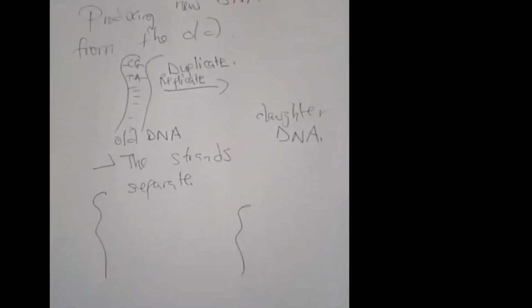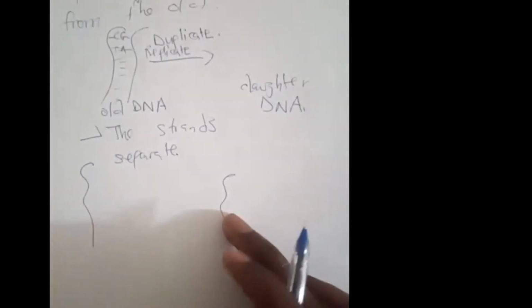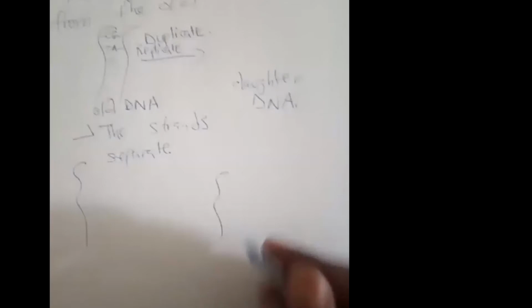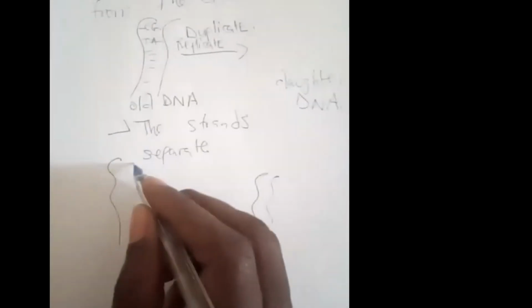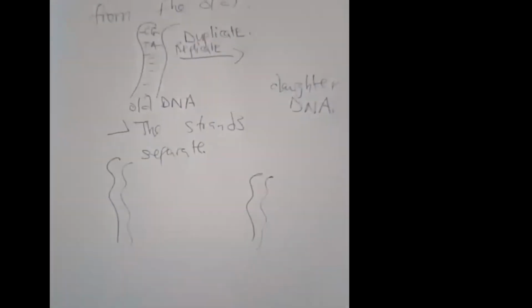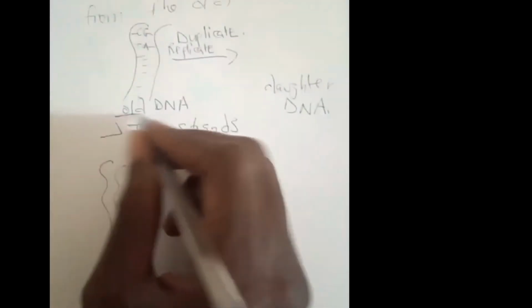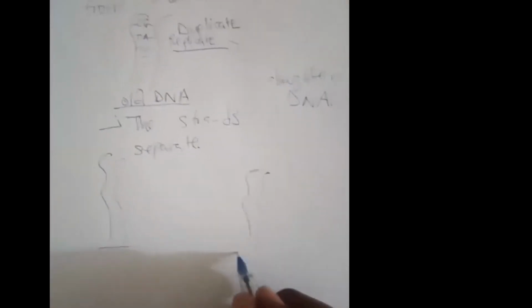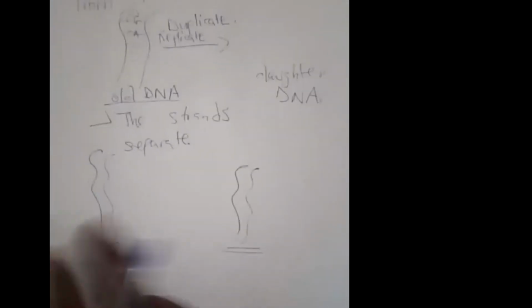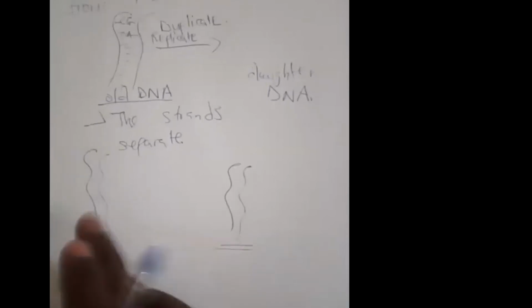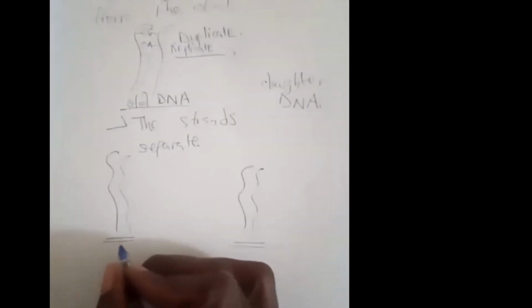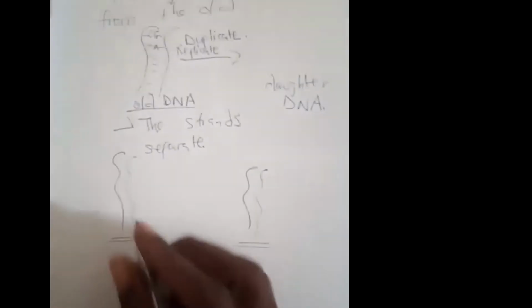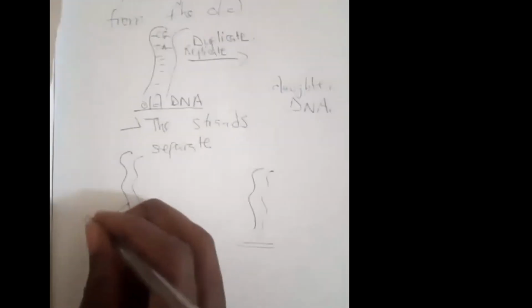Now, when they separate like that, this separated strand is going to have another new strand forming next to it. And this one also has another new strand forming on it. So at the end of the day, from one DNA molecule, you're going to get two daughter DNA molecules. So not cells, but molecules, okay? In the daughter DNA molecules that have been formed, you're going to have the original strand.